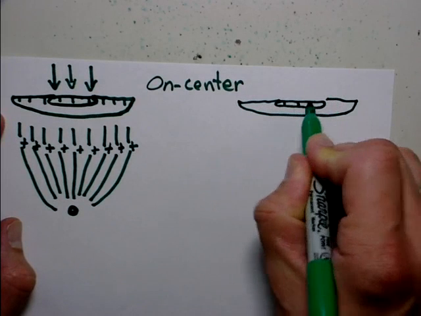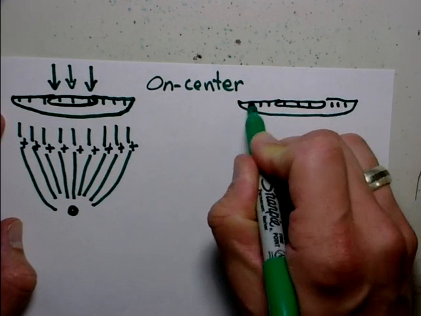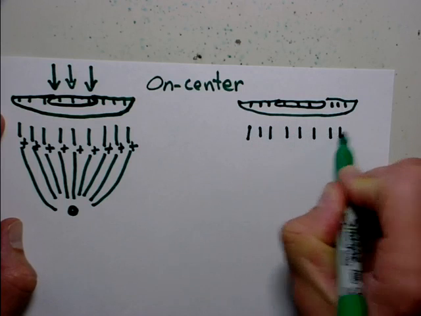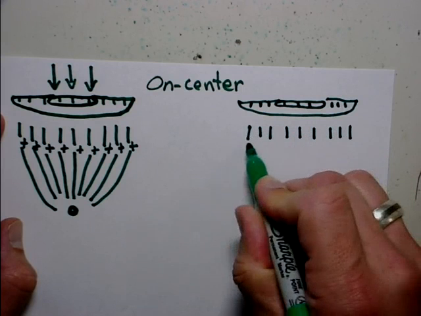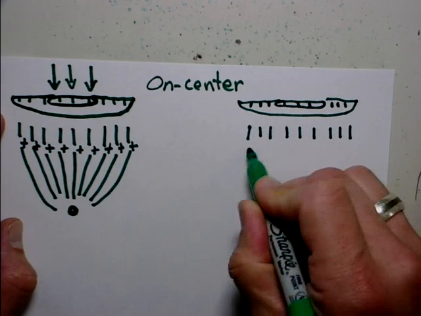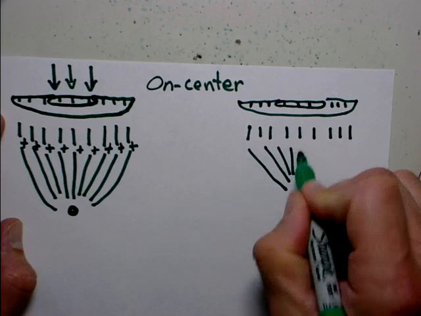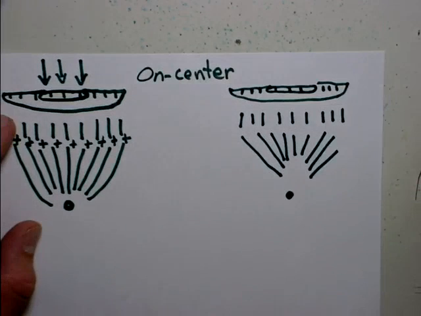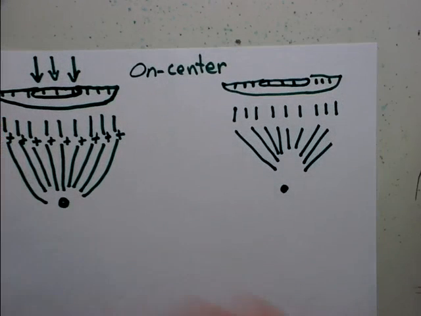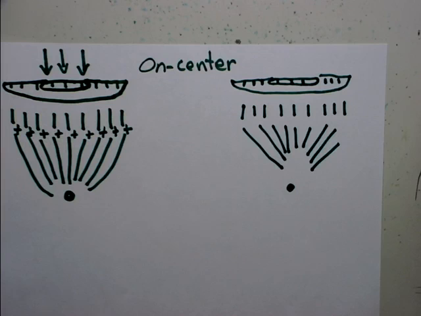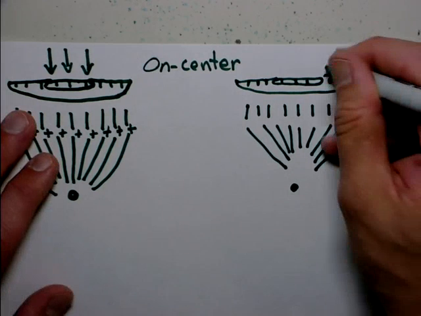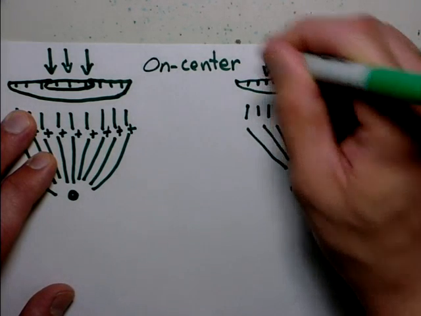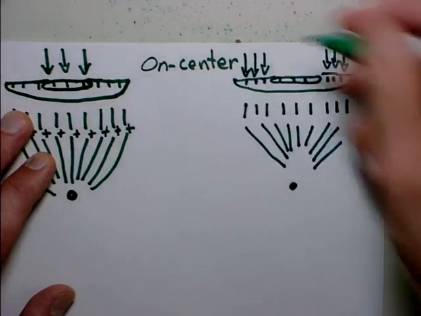All right, we've got the same 6 bipolar cells, and they're all feeding into the same ganglion. Now, let's say we create a donut flashlight. So light is only hitting out here. Now, this is an off-center, right? No, we're still talking about on-center.